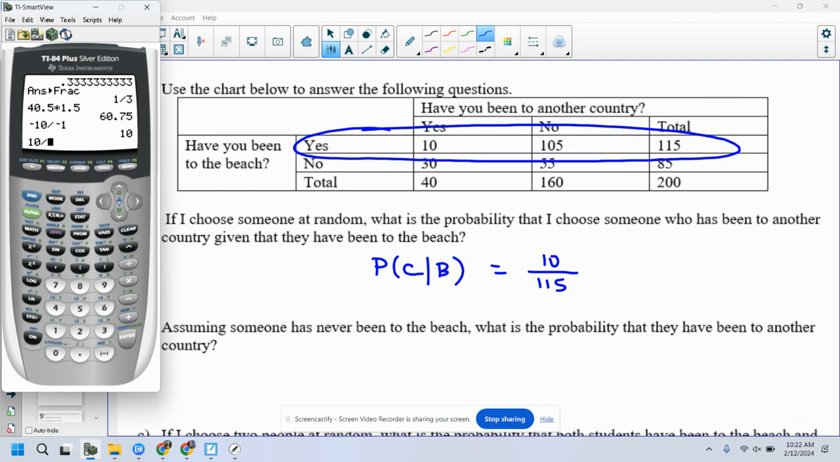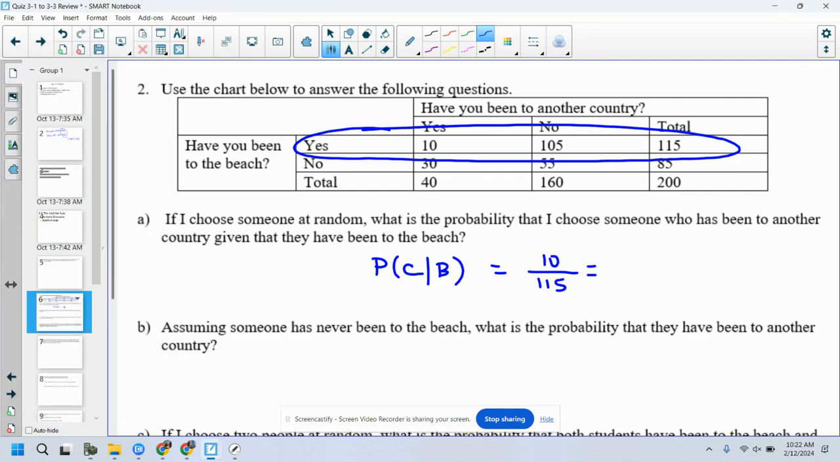Remember that you should always reduce down fractions, or just give me the decimal. 0.087. And I always like to round it to 3 decimal places. Now, assuming someone has never been to the beach. So this is probability of something given no beach, right? What is the probability that they have been to another country? So yes, country, given that they have never been to the beach, right?